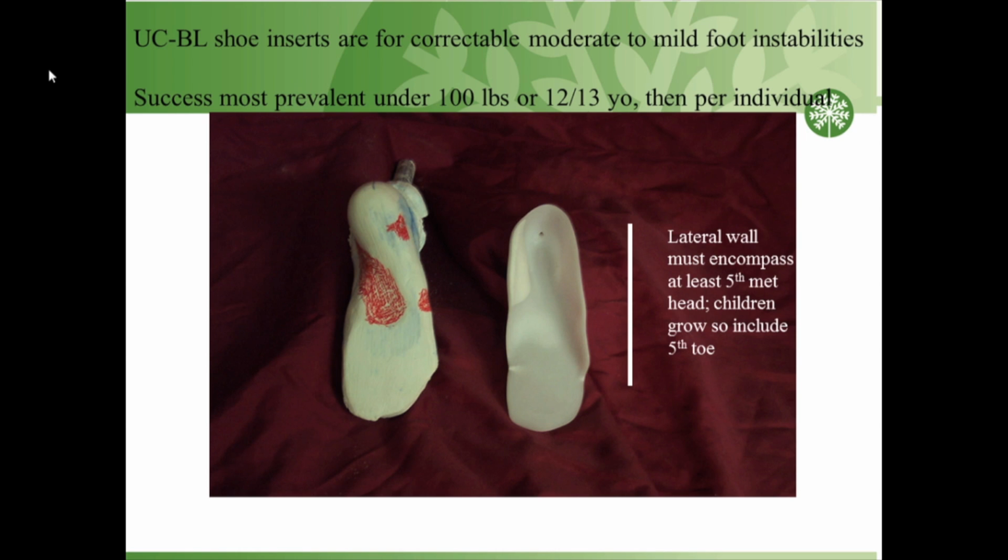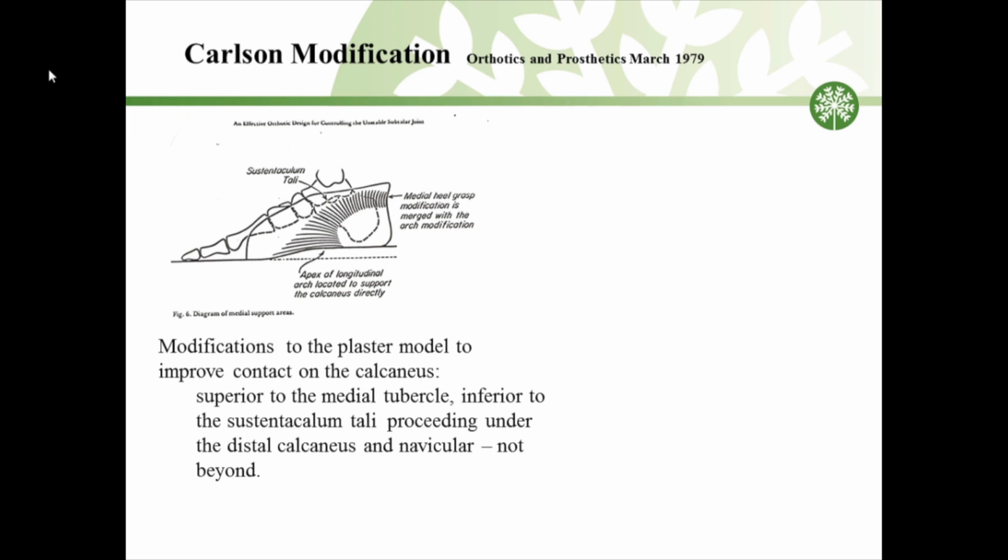So the lateral wall there is very important to prevent abduction of the forefoot. And those modifications where we're removing material along the inside of the foot and along the lateral side, loading up the soft tissues, really these are the only effective way to get full medial lateral control of the hindfoot and the midfoot.